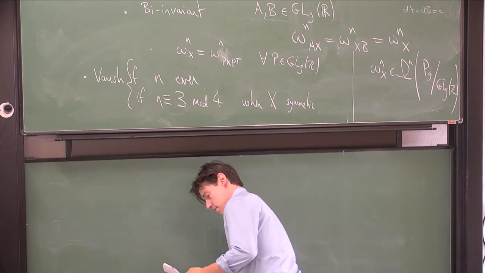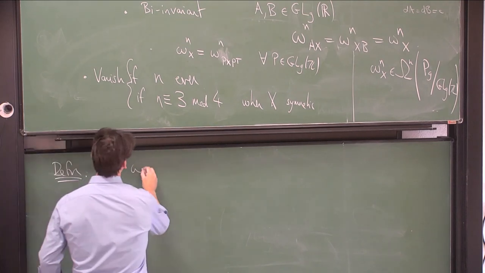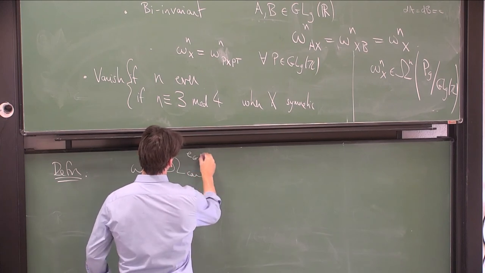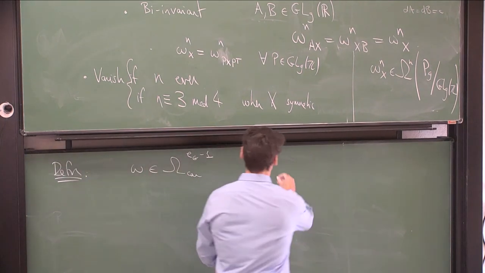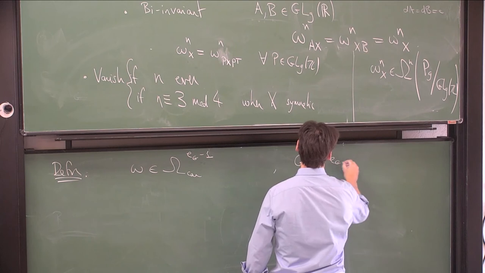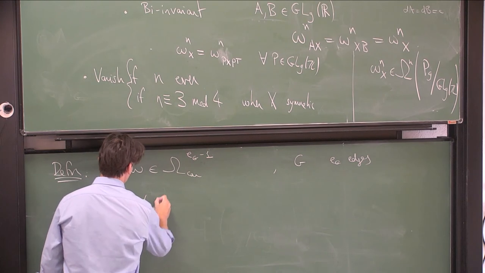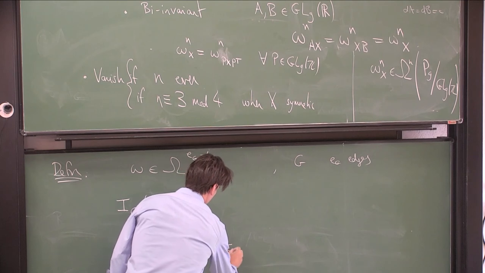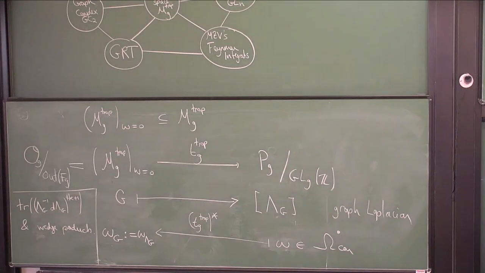Okay, so I'm writing. Definition: given omega, of the correct degree, so that if I take a differential form with degree e_G minus one, and I take a graph G with e_G edges, then I can integrate and form what I call the canonical integral. So basically, I integrate over the cell of the link, just if you like, the volume of a cell in this space or link with respect to this metric omega_G.